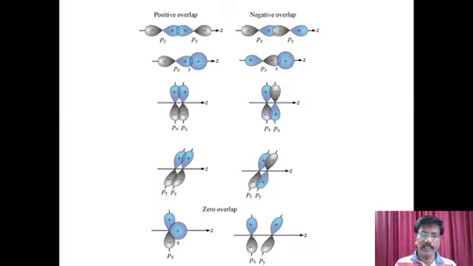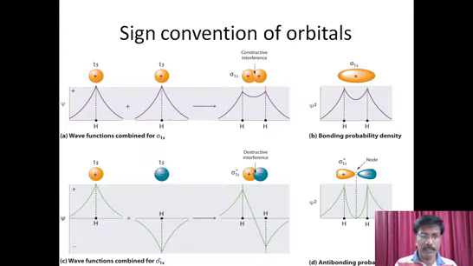Now let us try to understand the sign conventions. How do we have sign conventions? For example, here you see the sign conventions of the orbitals are generally given as positive and negative signs. So what does it mean? Every electron wave is like a sine wave. It moves like this, so it will go upside and downside, so positive side and negative side. That is the meaning of a positive and negative sign.